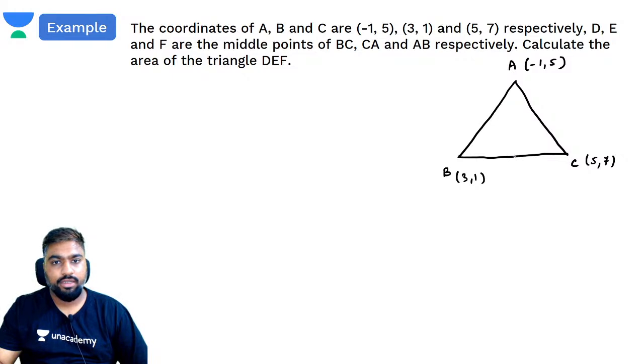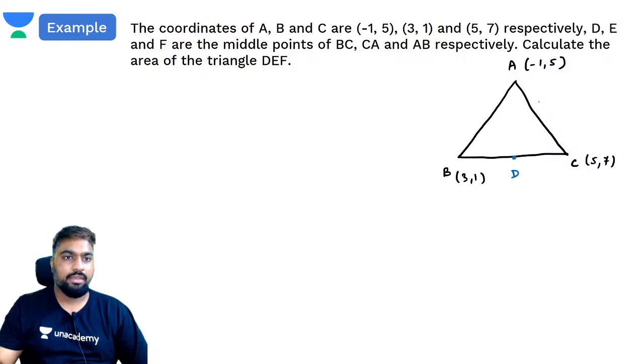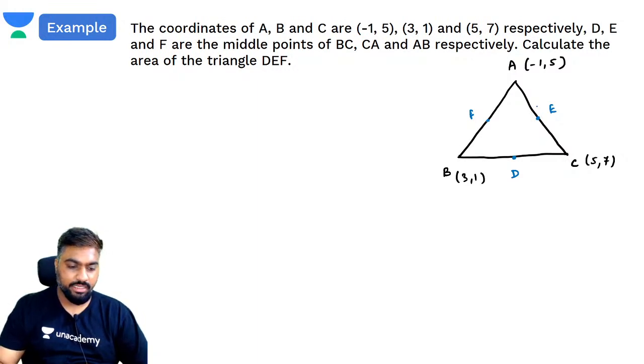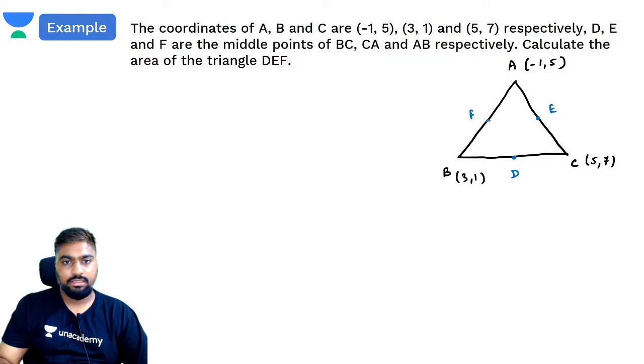BC का midpoint is D, AB का midpoint is F, and AC का midpoint E है. Correct. Superb Milan, very nice. That is all that you need.